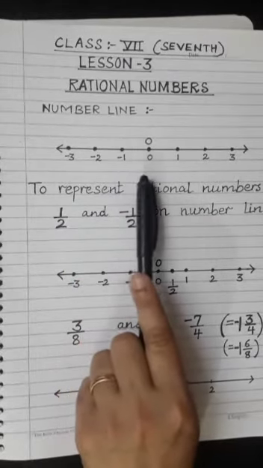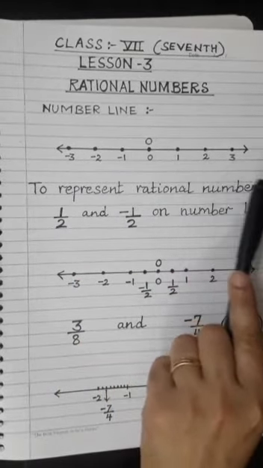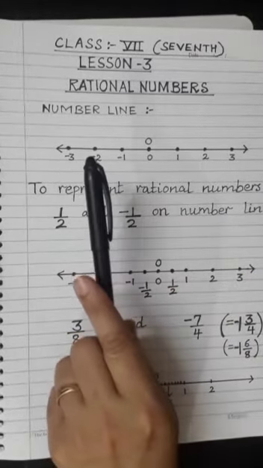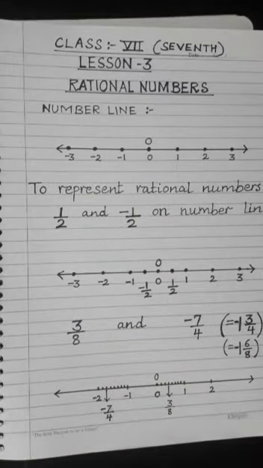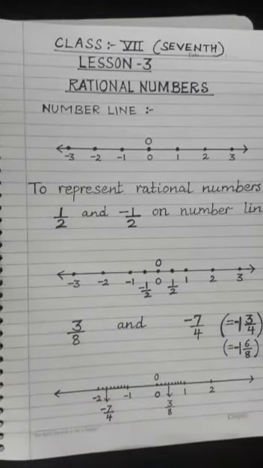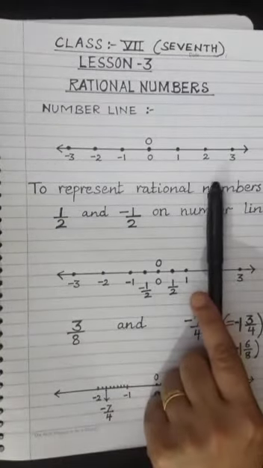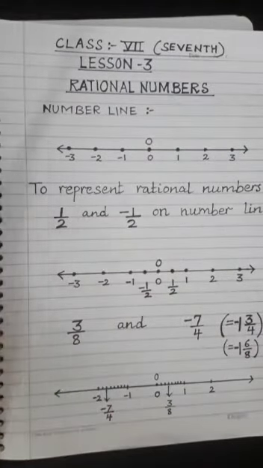Label the points to the right of O successively as 1, 2, 3 and so on, and the points to the left of O successively as -1, -2, -3 and so on. Thus every integer can be represented by some point on the line. You can note that the positive integers are marked on the right of O and the negative integers are marked on the left of O.